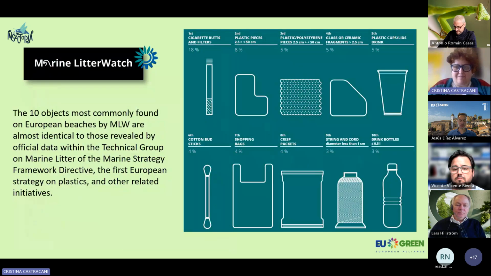And here there are some results. This is a project that started more than 10 years ago. You can see that the 10 objects most commonly found by the project are almost identical to those revealed by official data within the technical group on marine litter of the Marine Strategy Framework Directive, the first European strategy on plastic and other related initiatives.